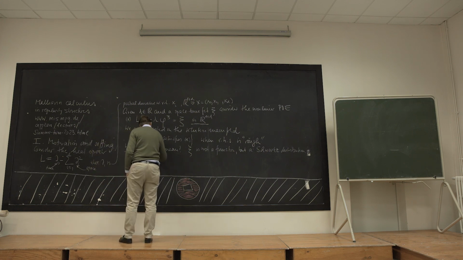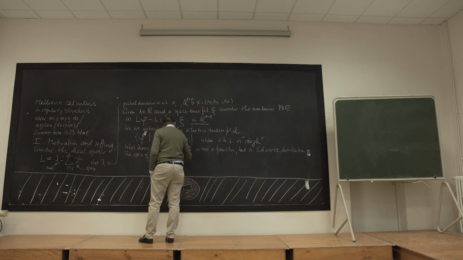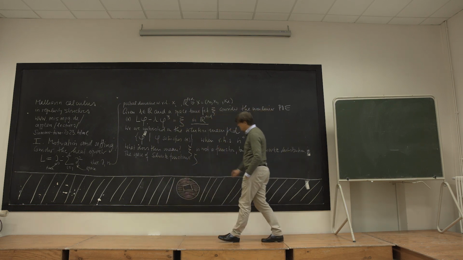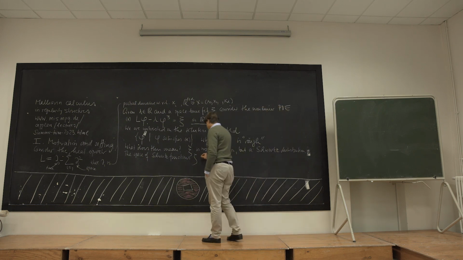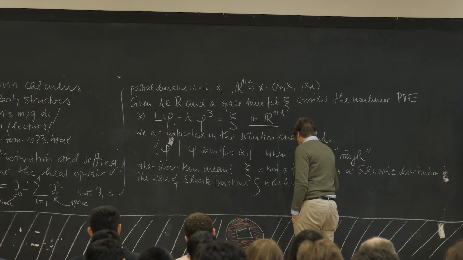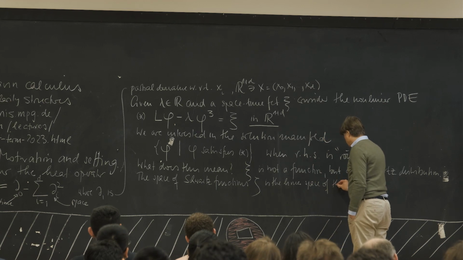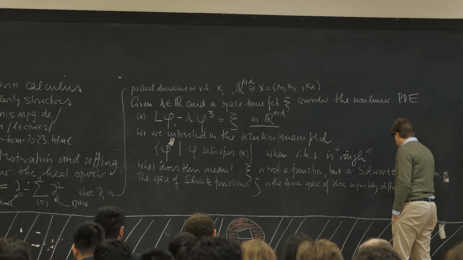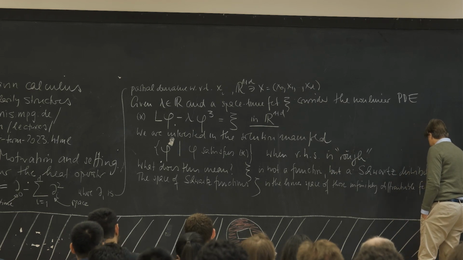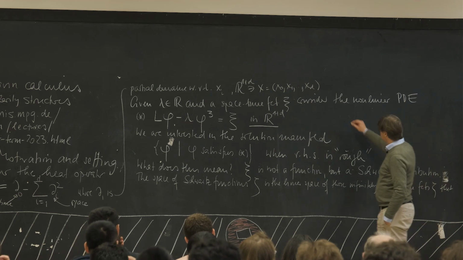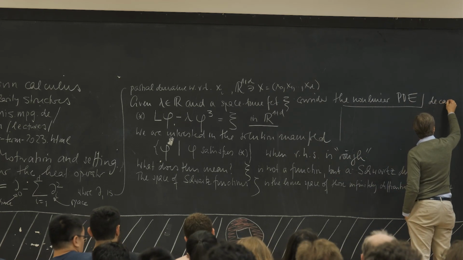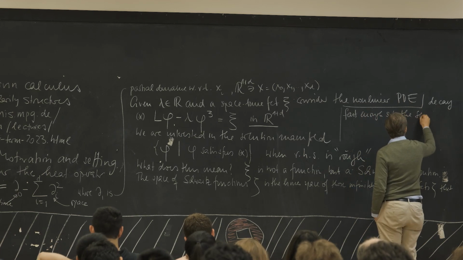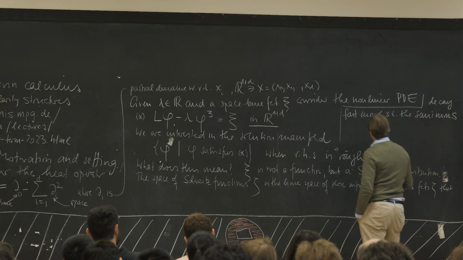The space of Schwarz functions, where zeta will always denote a generic Schwarz function, is the linear space of those infinitely differentiable functions zeta that decay fast enough such that the semi-norms, which are given by the following expression, are finite.